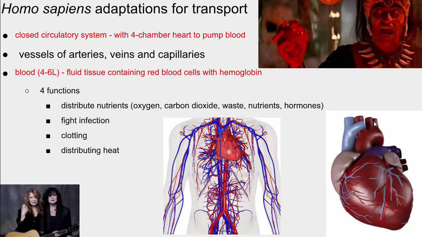We have about 4 to 6 liters of blood in our body. And blood technically is a type of tissue. It's a fluid tissue, meaning a liquid tissue that contains various parts: red blood cells, hemoglobin, white blood cells, platelets, etc. So our blood fulfills several functions in our body. Obviously, it distributes nutrients. So our blood carries glucose and amino acids and oxygen and carbon dioxide from one place to another. It's also important in fighting infection.